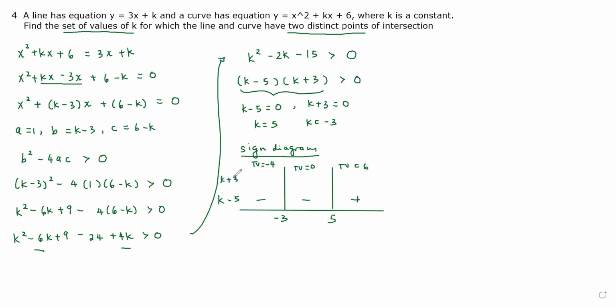And we also have k plus 3, and you could do the same here. That is negative, positive, positive. Look at the product of signs. Two negatives is a positive, positive times negative is a negative, and positive times positive is a positive. We need to solve the inequality greater than 0, so we look at the positive sign. The positive intervals are k less than negative 3, and we also have k greater than 5.